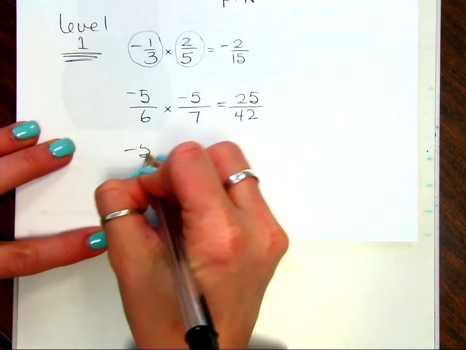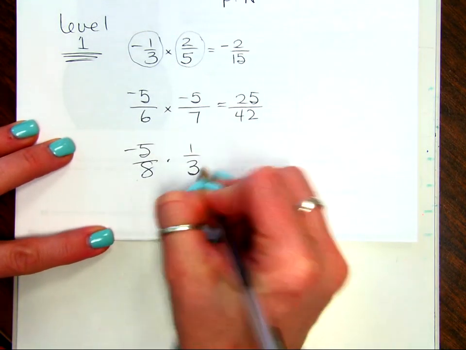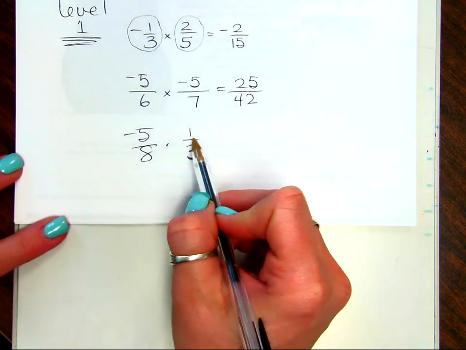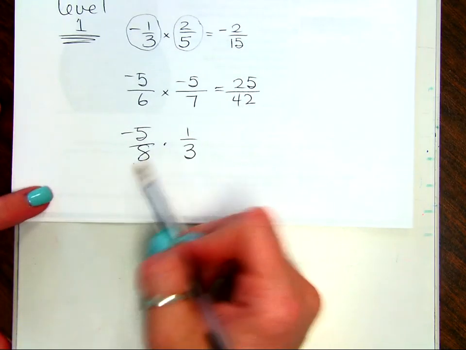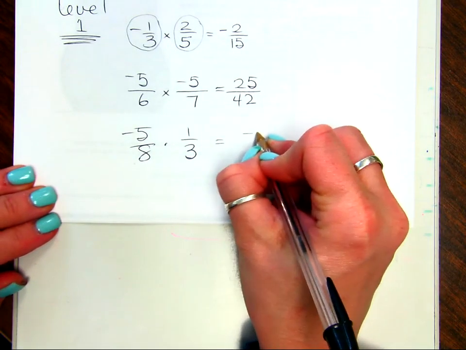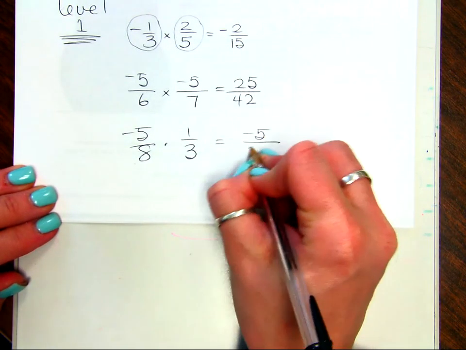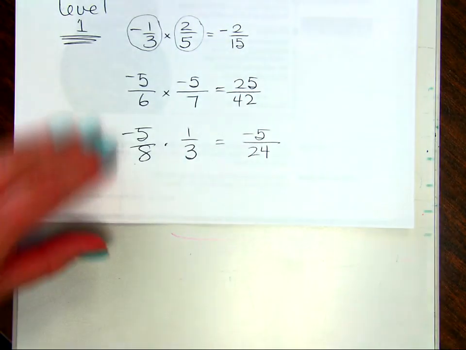I'll use yours. Negative 5/8 times 1/3. Now, if she had a 2/3 here, I'd have some cross-canceling to do, which we're going to talk about next. So this answer is seriously just negative 5/24. Ready for level 2? We all beat level 1?